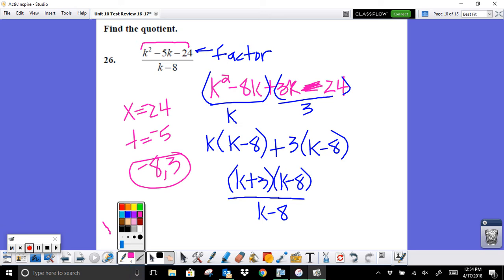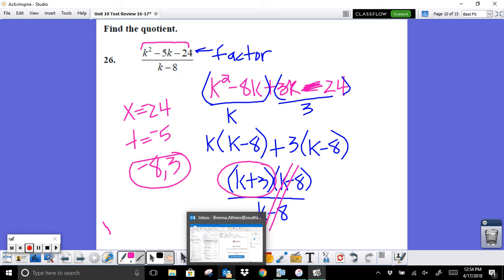Like something has to cancel out. So those cancel out, and so my answer here is k plus 3. Okay, so make sure you know how to do that.